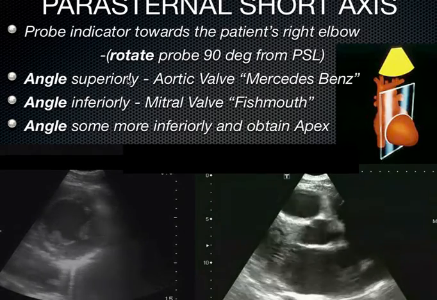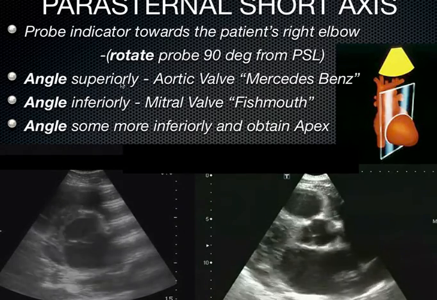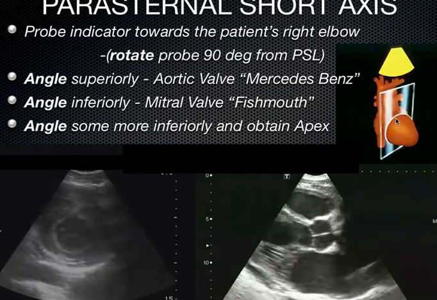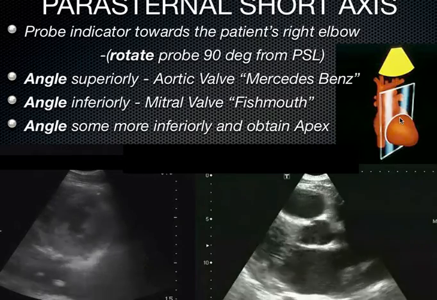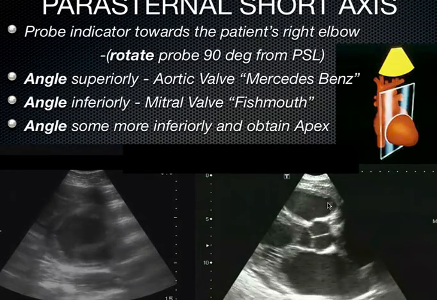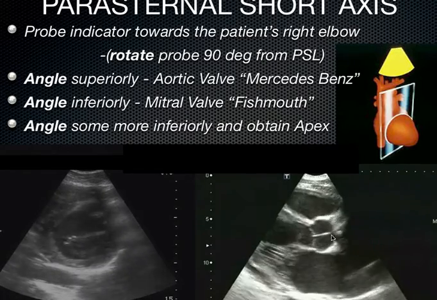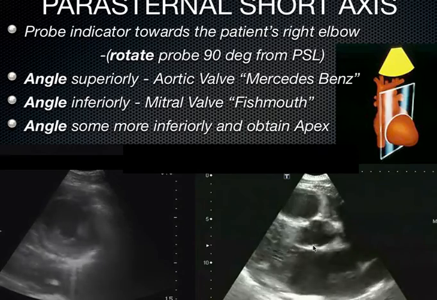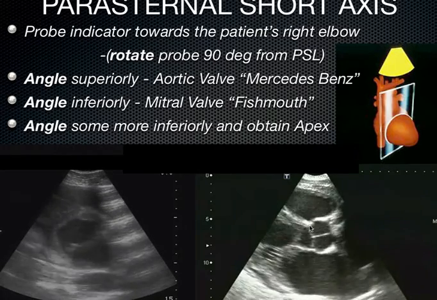And if you're very superior on that short axis, or another way to think of it is very proximal, because here's the short axis of the heart over here, you can be very proximal and you'll see the aortic valve, which is what this looks like right here. Here's the aortic valve. Because it's a tricuspid valve, when you get it in this axis, it looks like a little Mercedes-Benz sign.